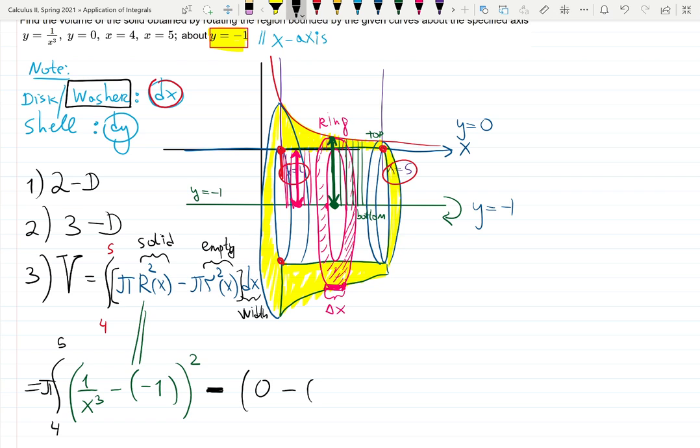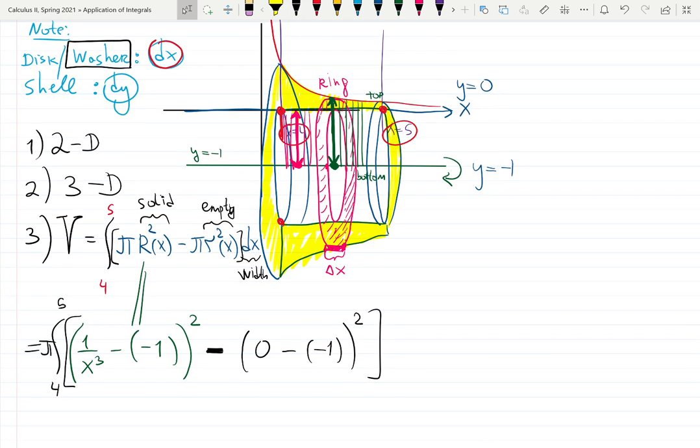0 minus negative 1. And that's how the shift is being presented mathematically. This minus 1 everywhere represents the shift that we are rotating not about x-axis, but about something which is 1 unit below x-axis. To shift the whole object up, we are subtracting that piece, minus 1. It just makes sense. dx at the end.